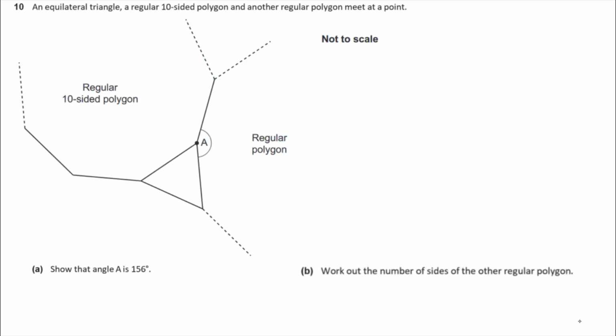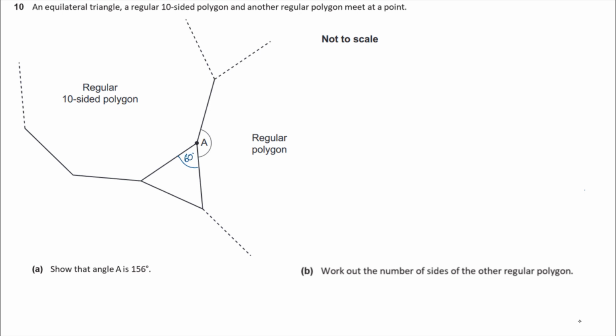Question 10. An equilateral triangle, a regular 10-sided polygon, and another regular polygon meet at a point. Part A says, show angle A is 156 degrees. We don't know the size of this other regular polygon yet, but we do know that's an equilateral triangle. So the angle there at the top is a third of 180 degrees. It's going to be 60 degrees.